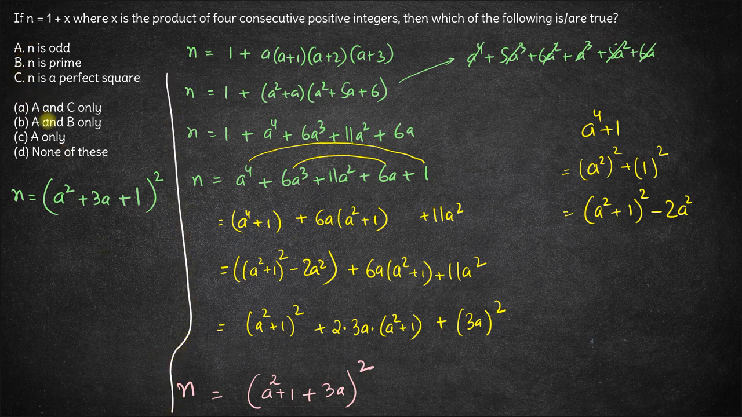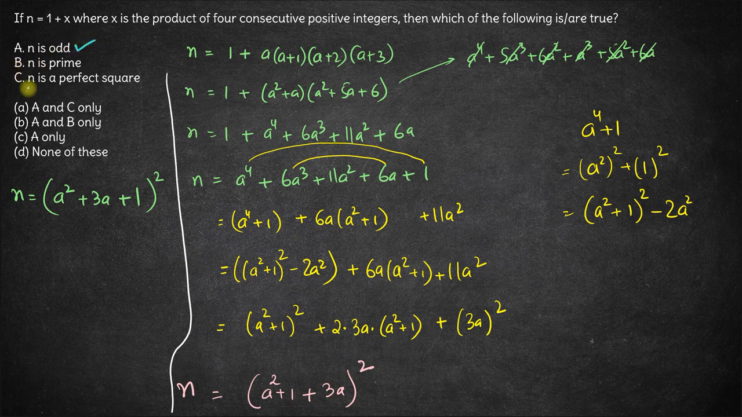Now let's see which of these three statements are correct. First statement: n is an odd number. Let's see if n is always odd or not. If a is even, then a square will be even, 3a will be even, and 1 is odd, so even plus odd will be odd. So if a is even, n comes out to be odd. What if a is odd? If a is odd, a square will be odd, 3a will also be odd, and 1 is odd. So odd plus odd plus odd is also odd. So in any case, the value of n comes out to be odd. So A is definitely correct.